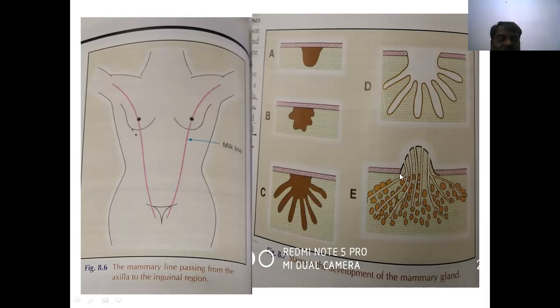From the glandular tissue, the milk is produced, with alveoli for further formation. The milk is produced passing through the lactiferous ducts. Here we can identify the lactiferous ducts, and here we can identify the lactiferous sinus.